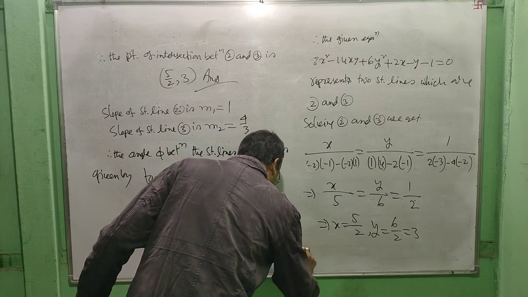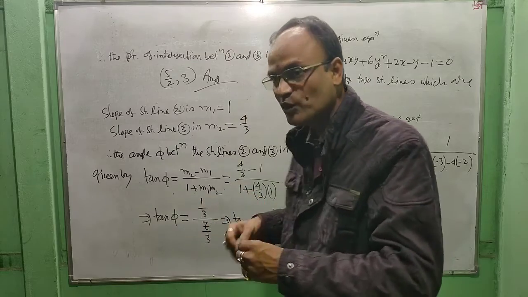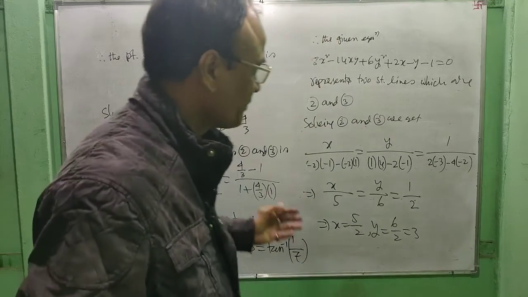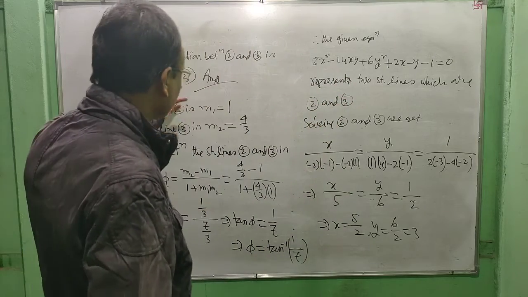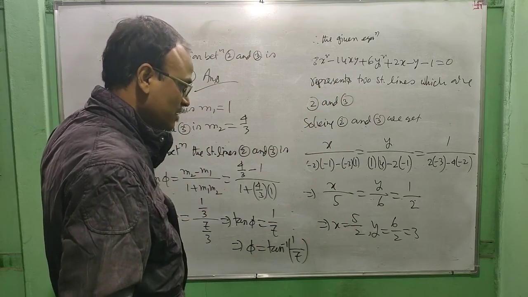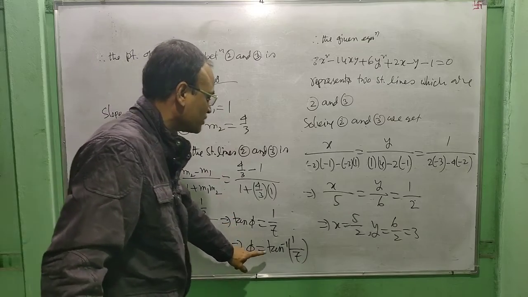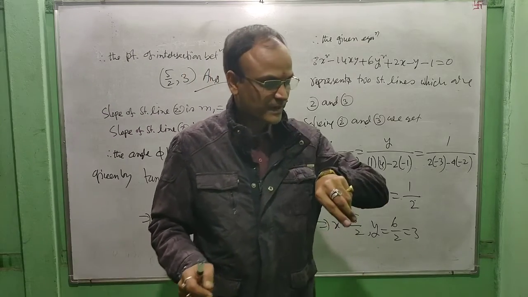We have got the same result. In this way also we can solve this problem. We can find the point of intersection between the two straight lines, 5 by 2, 3, and the angle between the two straight lines is tan inverse 1 by 7.